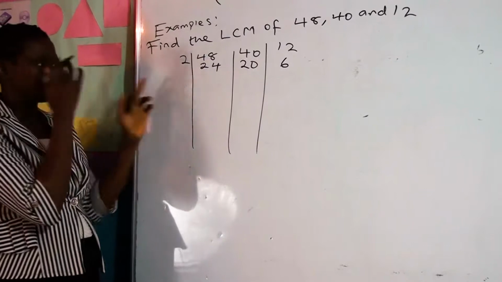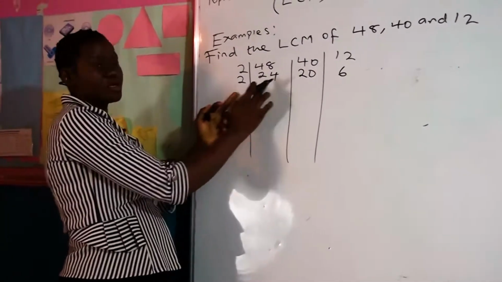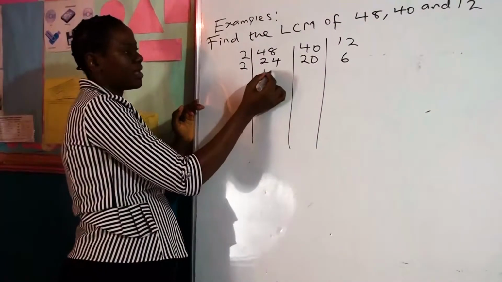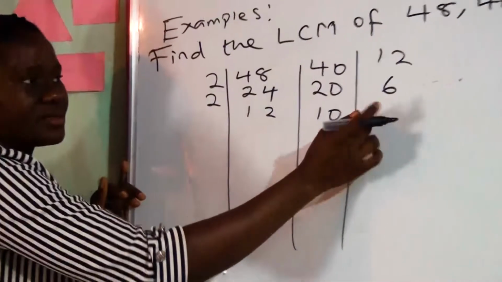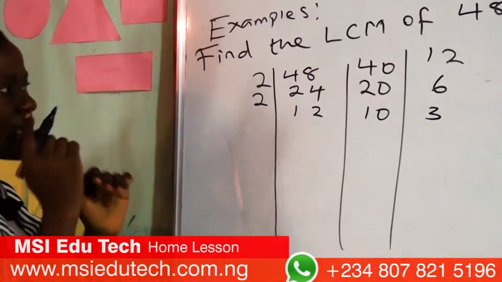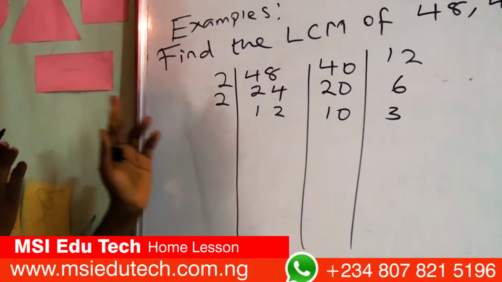Let's try 2. How many 2 can we find in 24? 12. How many 2 can we find in 20? 10. How many 2 can we find in 6? 3. What number could we use to divide again?